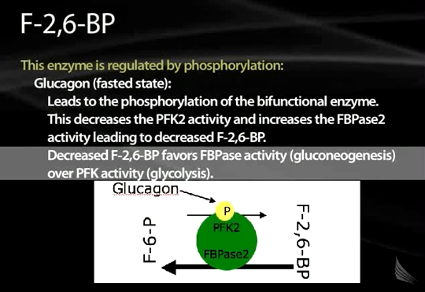Now this makes sense for the fasted state, because remember, in the fasted state you want to produce glucose to keep serum glucose levels high. And so you want to activate gluconeogenesis to produce glucose and inhibit glycolysis so that you're not consuming glucose. And this occurs in the liver. This is a very important process.